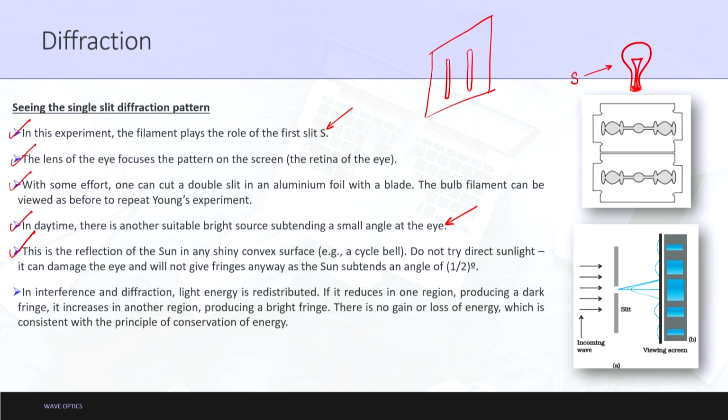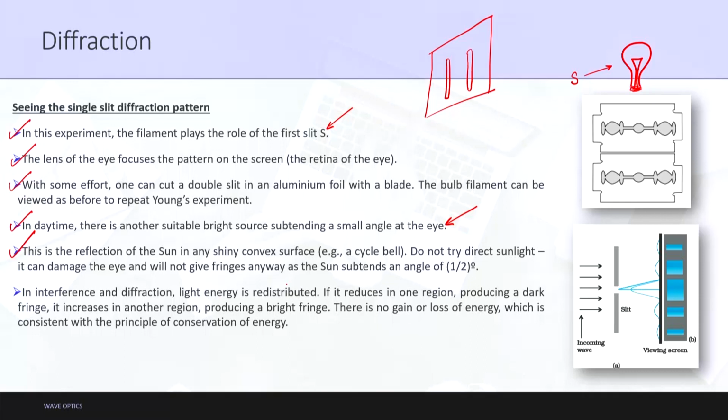In interference and diffraction, light energy is redistributed. The source is coming from a single case and then it diffracts. Diffraction is the mixture of light subtending at different angles, and hence it is known as diffraction. That is a redistribution of light energy. If it reduces in one region producing a dark fringe, it increases in another region producing a bright fringe, quite evident as you can see at this point.